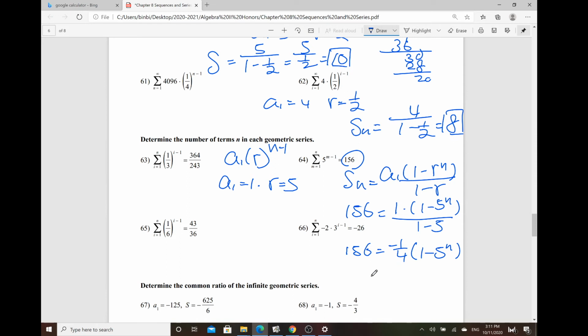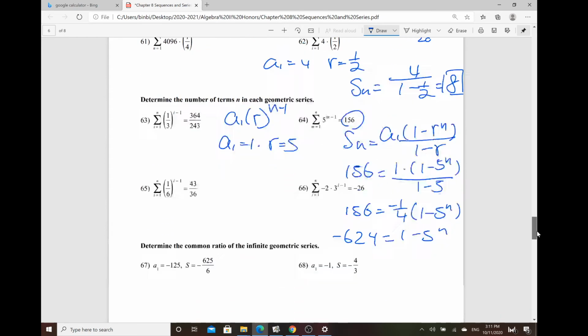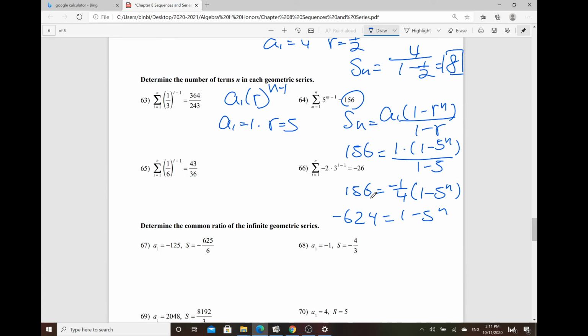So we have 6 times 4, 24. 5 times 4, 20, plus 2, 22. 1 times 4, plus 2. So negative 624. And then subtract 1 on both sides. So negative 625. Negative, negative, positive. So 625 equals 5 to the power of n. And n, we just consider, what is it? To the 4th power. 5 squared is 25. Yeah, 5 to the 4th power. 5 times 5 times 5 times 5, 625.